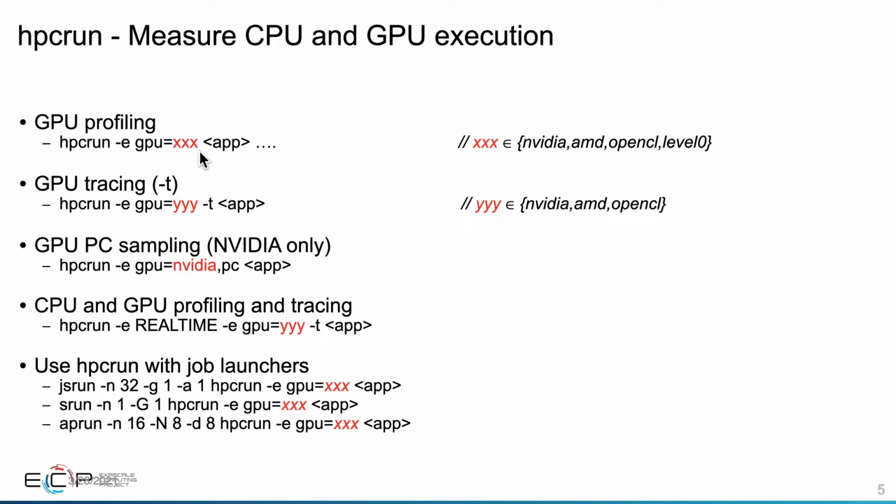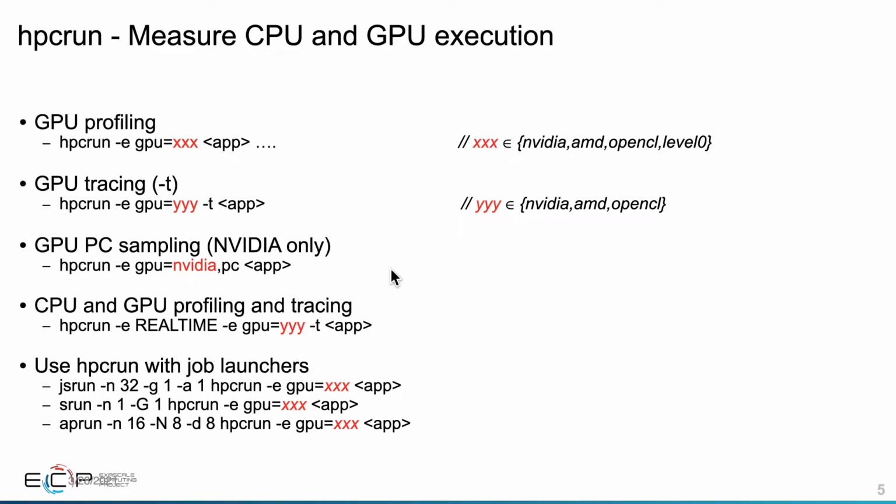If in addition you want to collect traces on the GPU stream to show the activity on the GPU, you can just add the -t option. And tracing is supported on all of the GPU implementations except for the one for level 0.